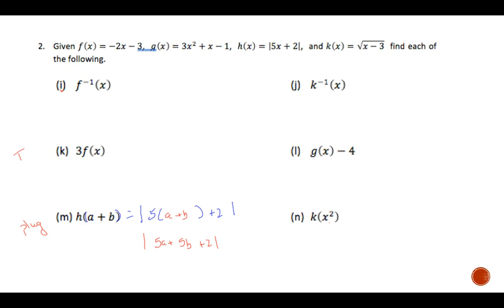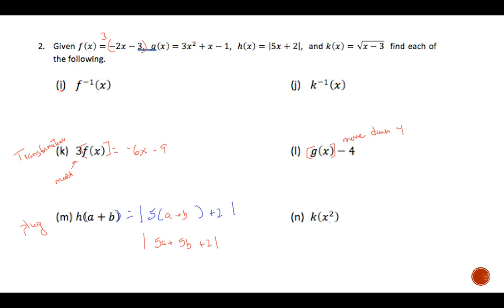These two here are a fancy way of asking you kind of sort of about transformations. You're taking all the range values from f and multiplying by 3. You're taking all the range values of g and moving down 4. So 3 times f of x is just going to be 3 times that. I had a linear function. Now instead of having a slope of -2, I have a slope of -6. Instead of having a y-intercept of -3, I have a y-intercept of -9.